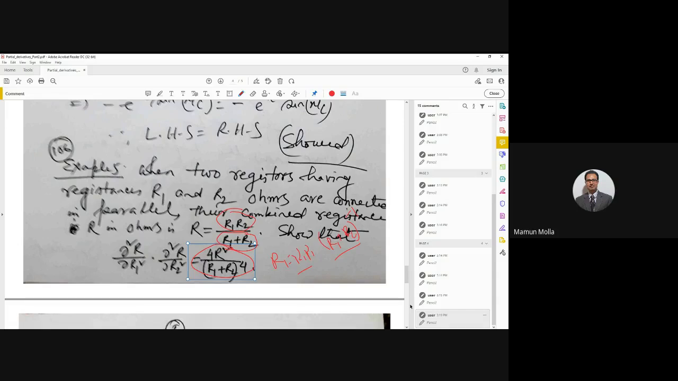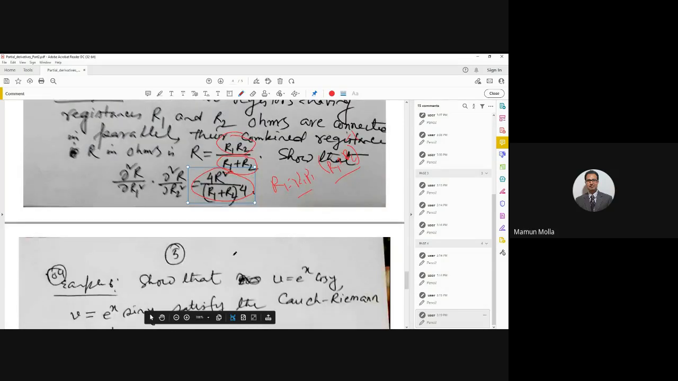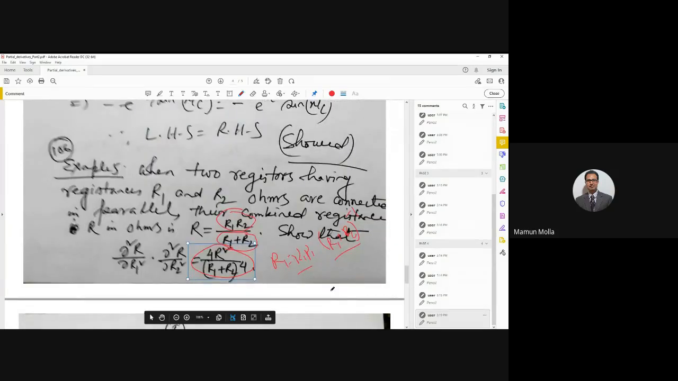Double derivative and then multiplication. You will get this result: 4R square divided by R1 plus R2 whole to the power 4.